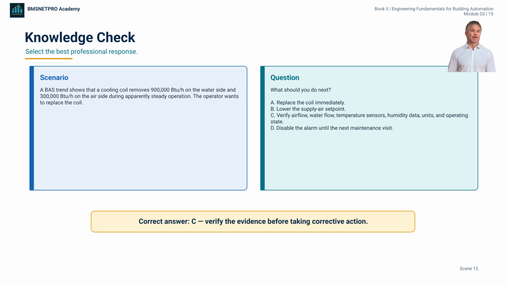Why? Because the two energy estimates are too far apart. Replacing the coil before verifying the evidence could waste money and leave the real problem in place. Answer A moves too fast. Answer B changes a set point without diagnosis. Answer D hides the problem. The professional response is to test the evidence first, then decide the corrective action.